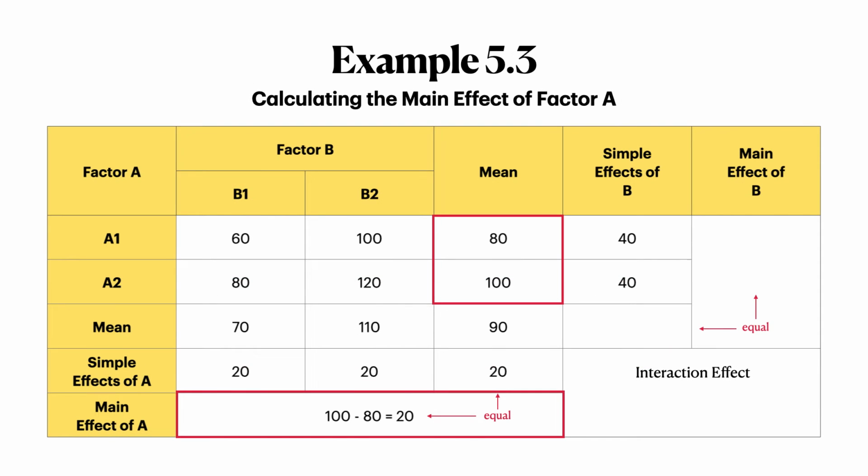In the context of the table, this is how we're going to do the calculation and where we're going to put the result. We will put the result in that last row. And the way we get it is we're going to take the difference between the means of the levels of factor A. So 100 minus 80, and that gives us 20. And so we see here that we get 20 using both calculations.